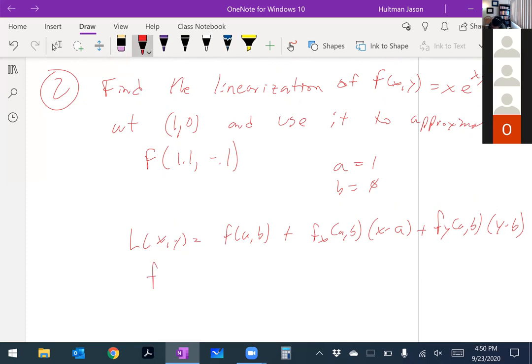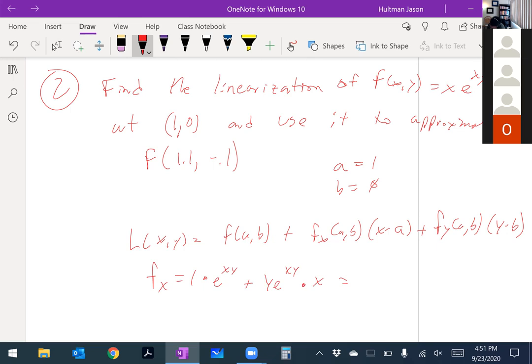What's the partial derivative of this thing with respect to x? Well, that's going to be a product rule. The derivative with respect to x of x is 1 times the second, plus the derivative of the second, which is y e to the xy, times the first, which is x.